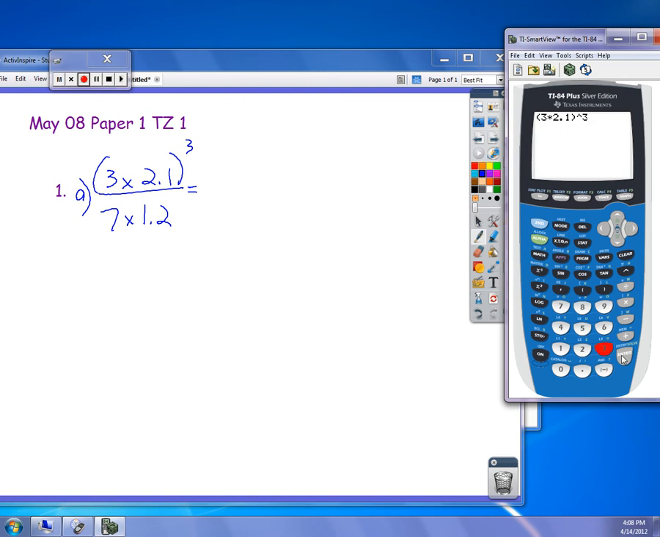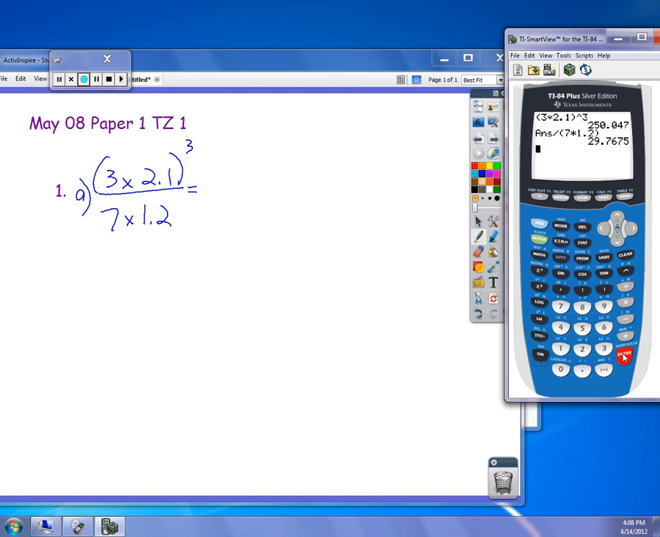And right here I'm going to hit the enter button, and I'm going to divide that value by, and again I'm going to use parentheses, 7 times 1.2. If you don't put parentheses around the denominator right there, what will happen is that your calculator will take the numerator value, multiply that by 7, divide that by 7, and then multiply the whole thing by 1.2, and that's not what you want to have happen.